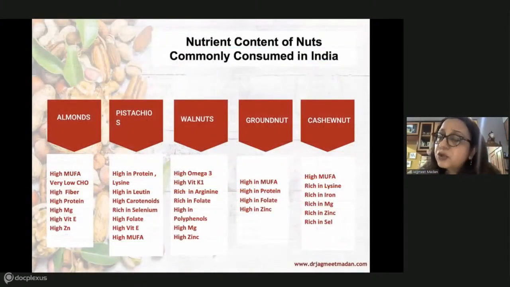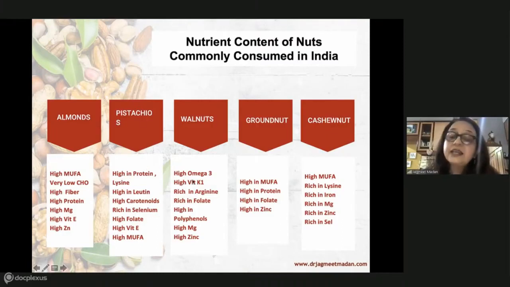Again, I bring you back to some work which we've done with nuts. And like I told you, these are 5 nuts which normally Indians would consume. So you have almonds, pistachios, walnuts, groundnuts, and cashews. But if you look, all nuts give you high MUFA. Okay? Then the lowest carbohydrate is there in almonds. So which means by incorporating 2 handfuls of almonds, you're really not adding carbs to your diet, but you're adding good quality fat. You are getting a whole lot of fiber, protein, and the highest amount of magnesium, vitamin E, and zinc. Similarly, pistachios lead in proteins and certain carotenoids.